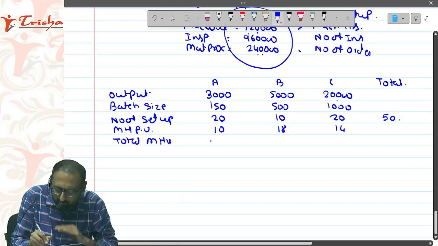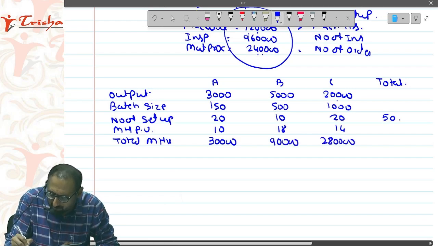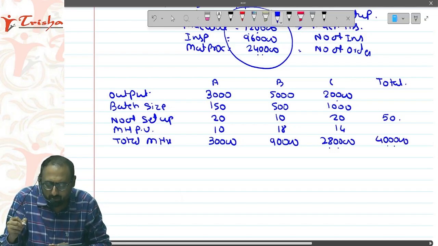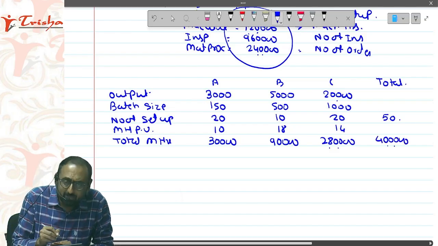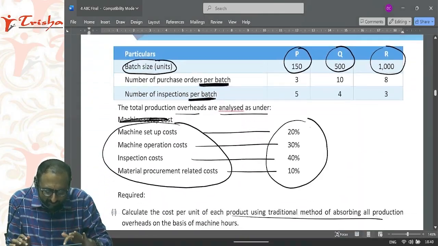Total machine hours: 3,000 into 10 is 30,000. 5,000 into 18 is 90,000. 20,000 into 40 is 2 lakh 80,000. Saji, total machine hours comes to, you told me, 4 lakhs. Yes or no? So total machine hours over. Saji, then check one more item given in the question, guys.